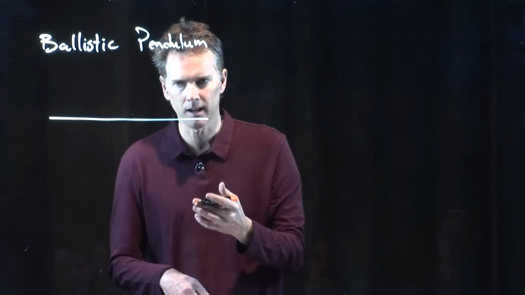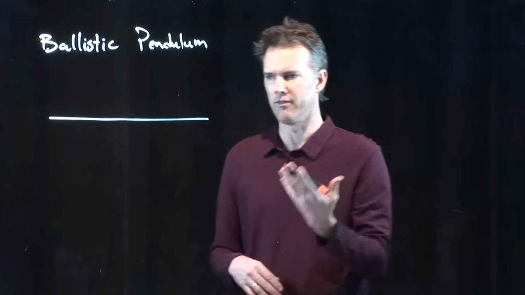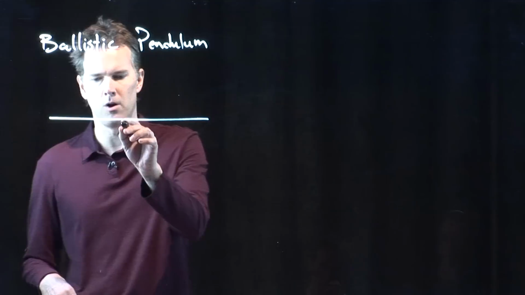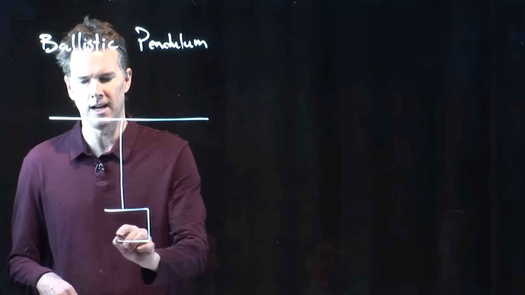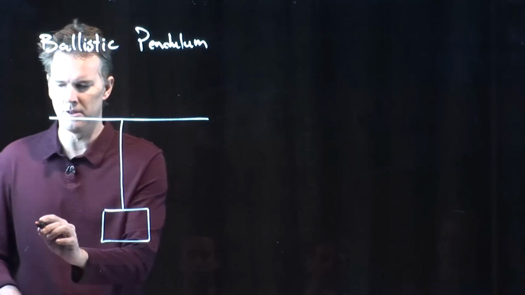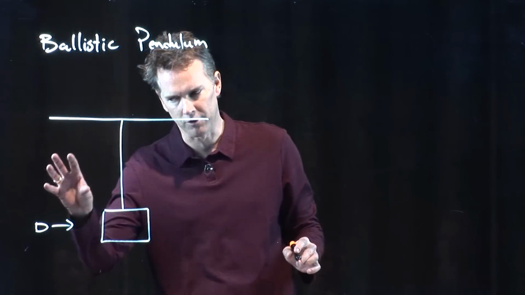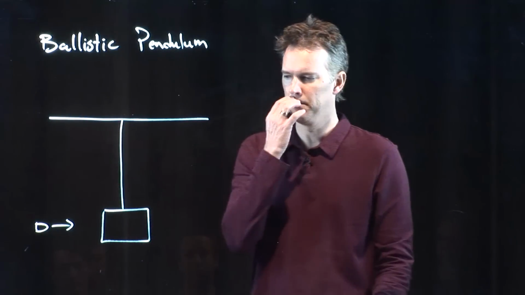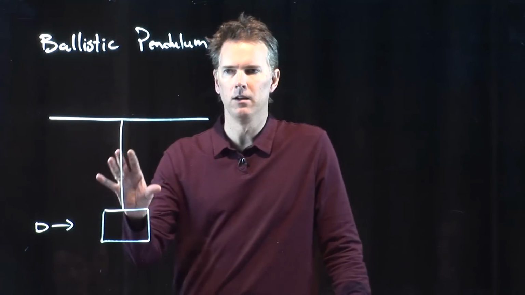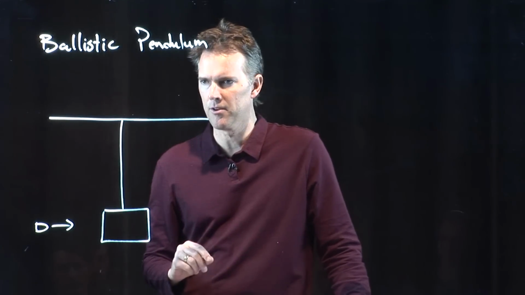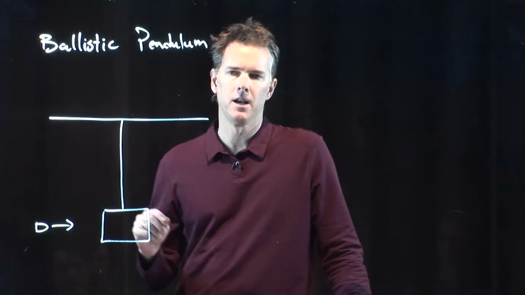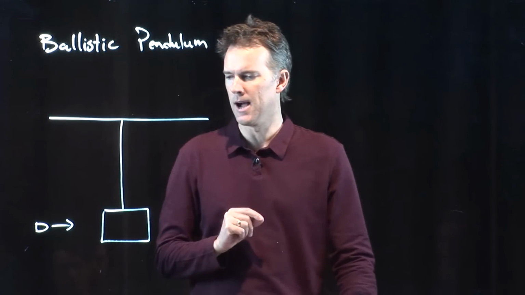Well, ballistic, of course, refers to firearms, and so the ballistic pendulum is a device that is used to measure the speed of a bullet. Okay, so it looks like this. That's our ballistic part. There's our pendulum, and the pendulum is just a big block of wood. Okay, you hang it from a string of length L, and now you fire the bullet into the block.